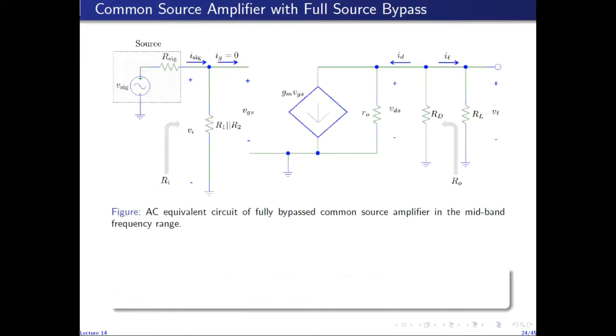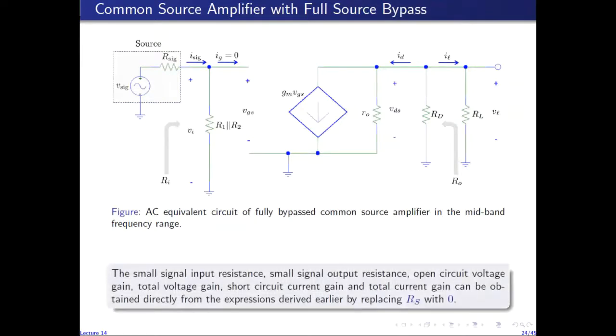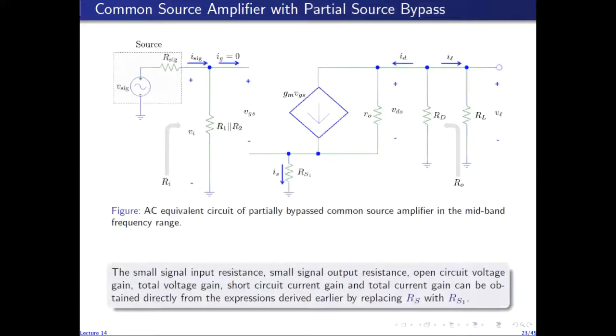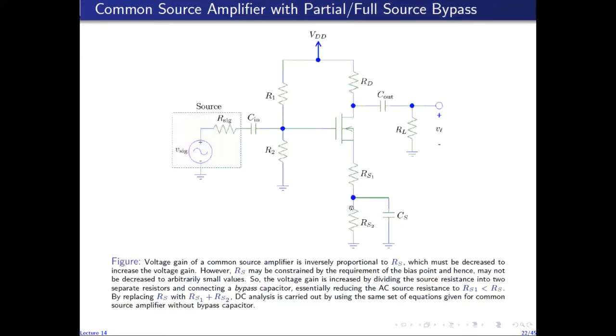You cannot modify the expressions for the DC currents and voltages, because the motivation to divide the source resistance into two was the fact that we did not want to change the DC source resistance, because it may be set by the bias point.